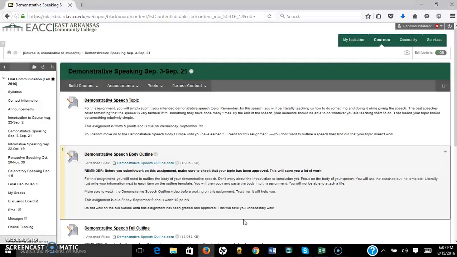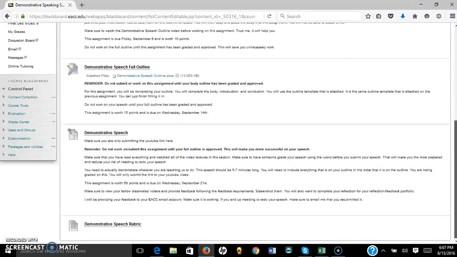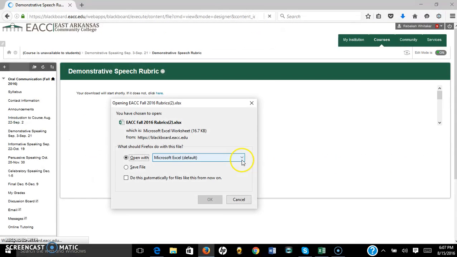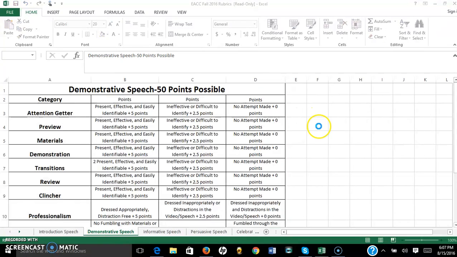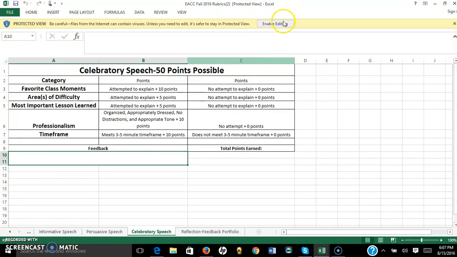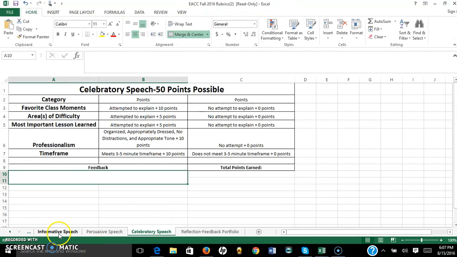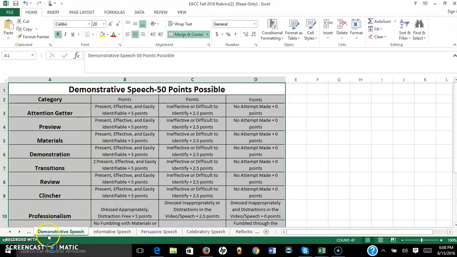So now that we understand what some of the expectations are for how you should choose your topic, let's talk about how you actually earn points for this assignment. Let's go down to the Demonstrative Speech rubric. We're going to open it. There we go. I already had a file open, so that was my problem. So you go over until you find the demonstrative speech highlighted.